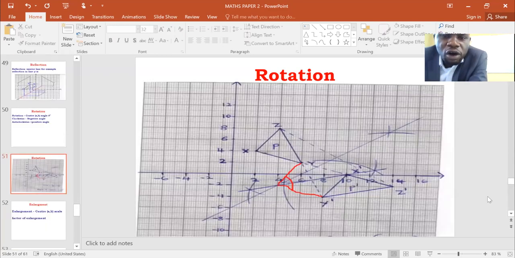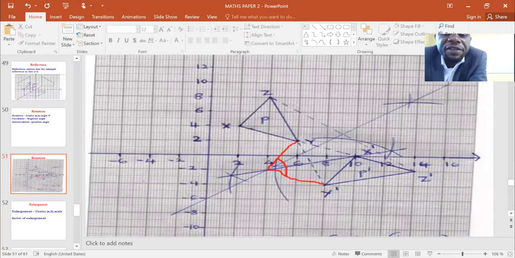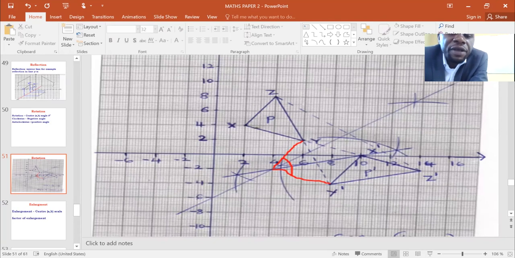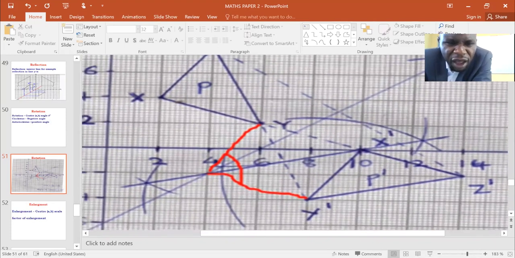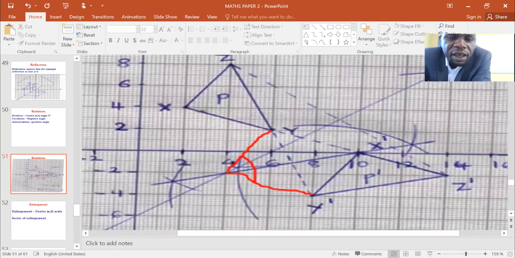And then before we go out of that, rotation, sometimes you can be given the object and the image. There are questions where you are given the coordinates of the object and the coordinates of the image. You are asked to state the center and find the angle of rotation. What to do in that case, like I have here x, y, z, and x prime, y prime, z prime. I can decide to join z to z prime and y to y prime. And then you bisect those two lines. Just use a pair of compass and bisect those two lines, the line joining z to z prime and y to y prime. Then where the two bisectors meet, in this particular case, you can see those two bisectors meet at, is it at 4, -1? Is that right? Now, at the point where they meet, that should give you the center of rotation.